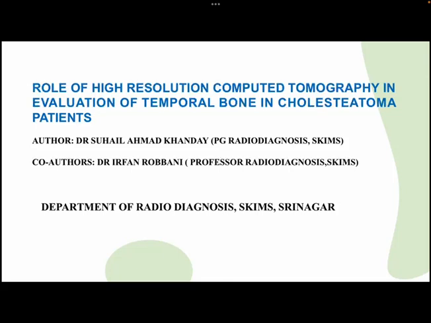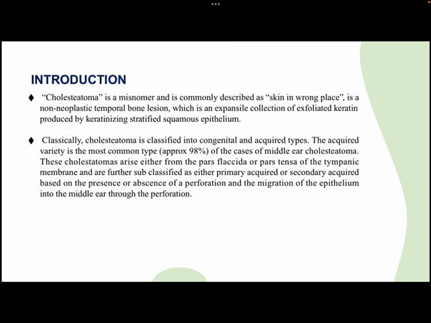My name is Dr. Suhail Ahmad Khanday. I am a PG radiodiagnostician at Sher-i-Kashmir Institute of Medical Sciences, and I am going to present the role of high resolution computed tomography in evaluation of the temporal bone in cholesteatoma patients.